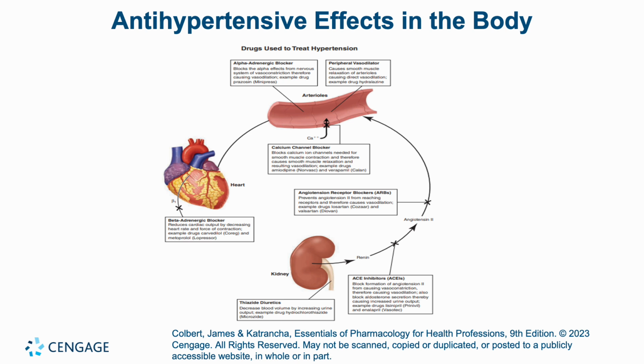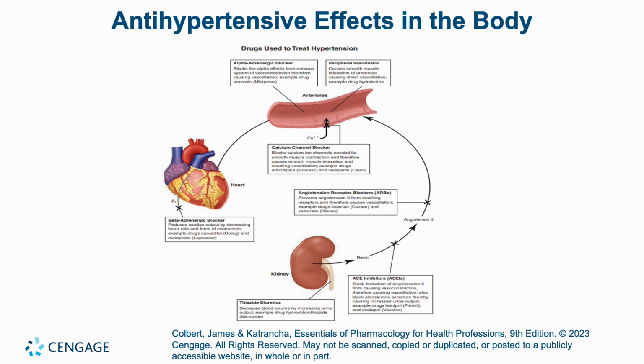This slide shows a great visual representation of antihypertensives within the body. So if you start here at the heart, our beta adrenergic blockers reduce cardiac output by decreasing heart rate and force of contraction. For example, carvedilol and metoprolol are the two drugs they give here. Moving along the cycle here, alpha adrenergic blockers work on the arterioles to block the alpha effects from the nervous system, therefore causing vasodilation. The example here is prazosin, which is also called Minipress.